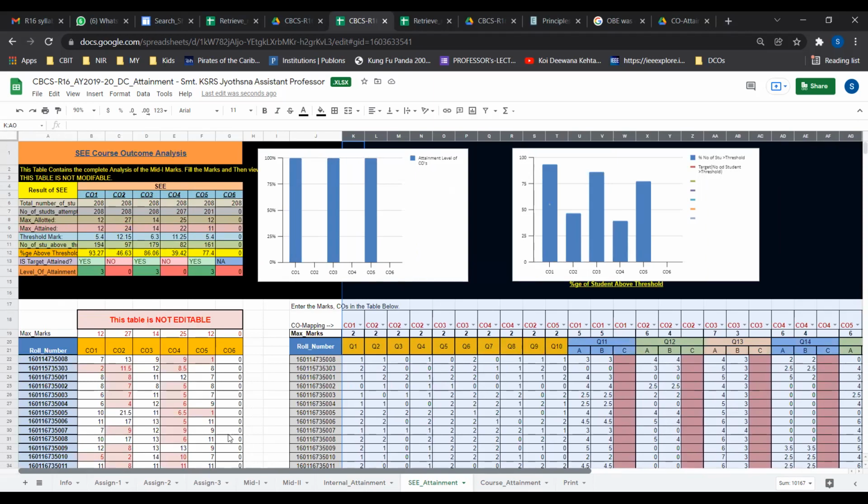And we have already checked the curriculum. There is no problem with the curriculum. So therefore, there might be some problem with the teaching learning process. So the next time this is implemented, in order to attain this CO4, more time needs to be spent on this CO4 when handling the course in the next academic year. That is one of the remedies for this.